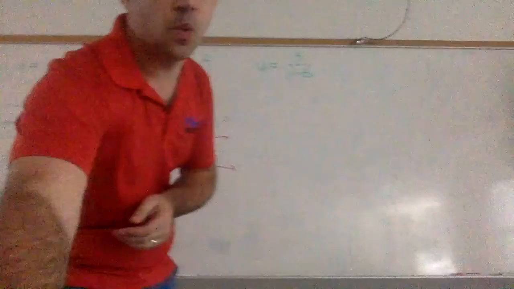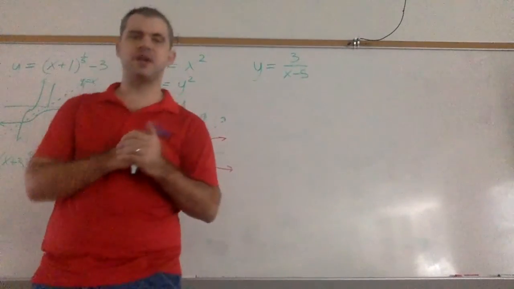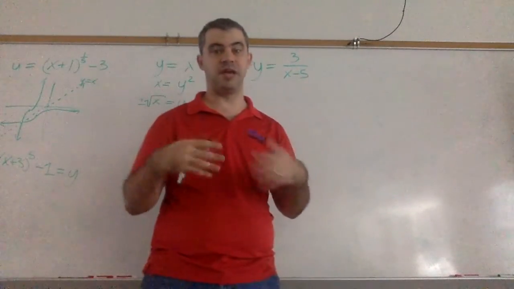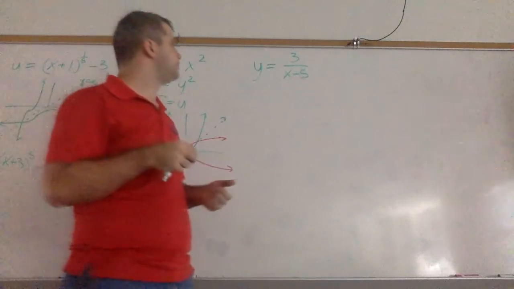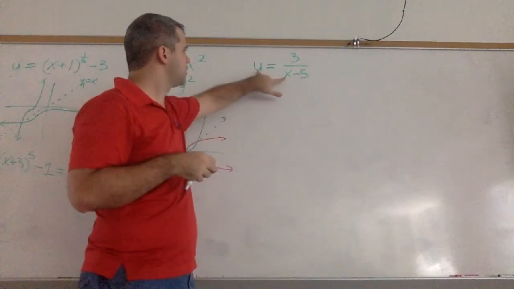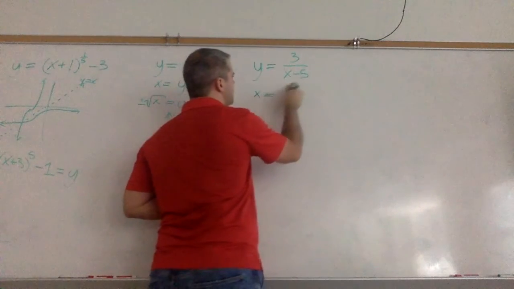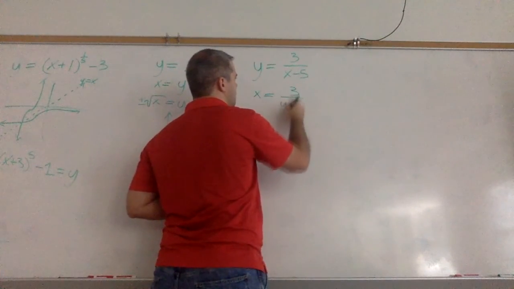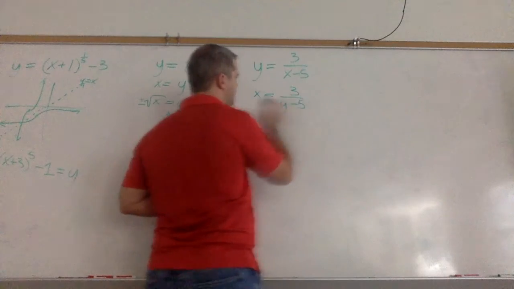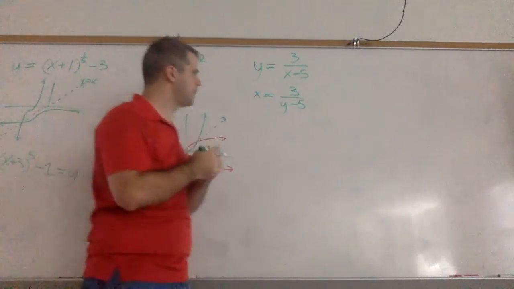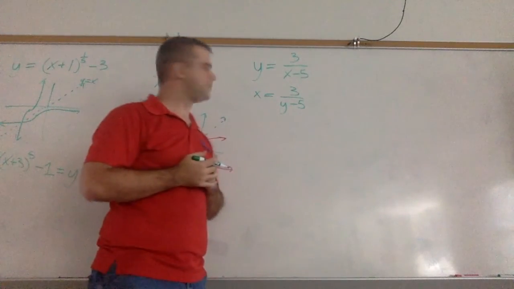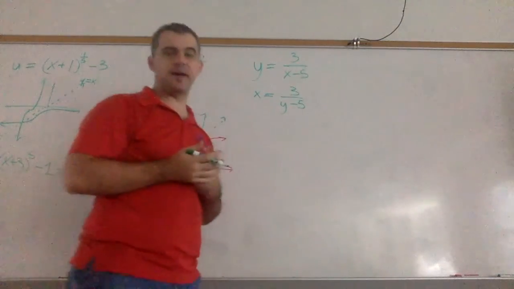Let's take a look at one more. I included this one because a lot of students have trouble inverting it. So we're going to take our x and our y, we're going to swap them. X equals 3 over y minus 5. Okay. So we want to get y by itself.